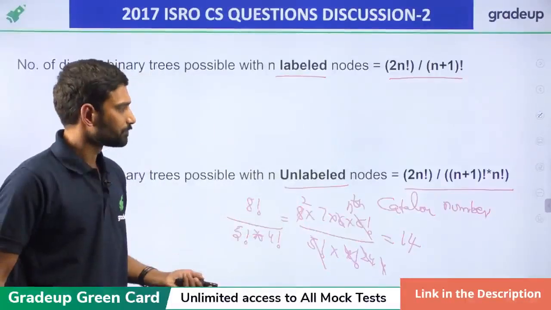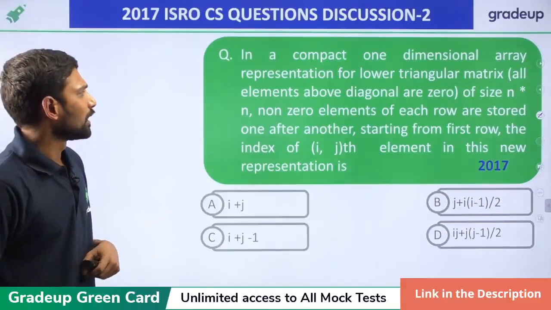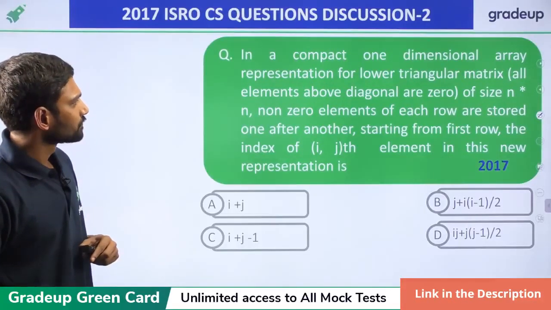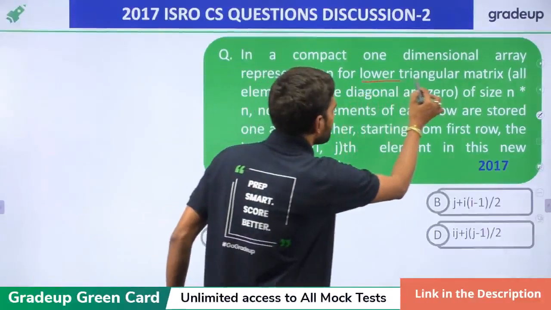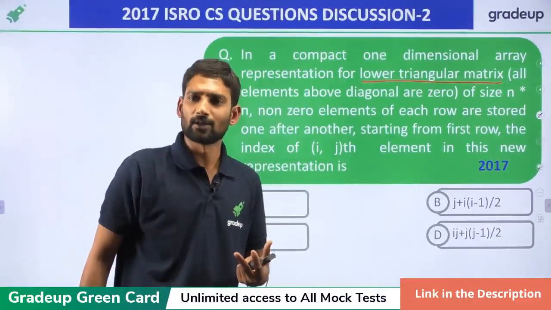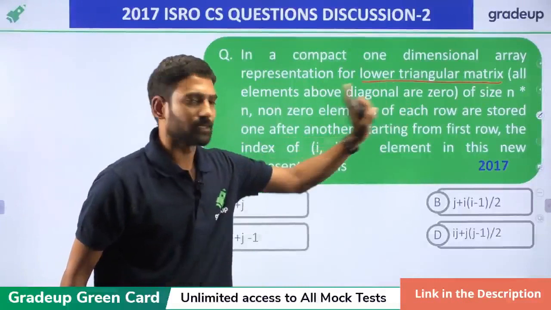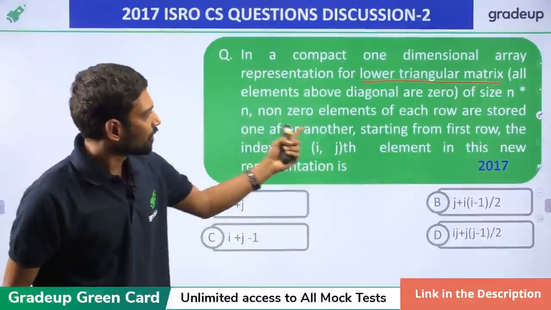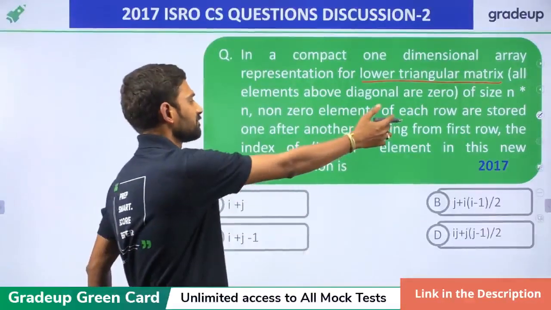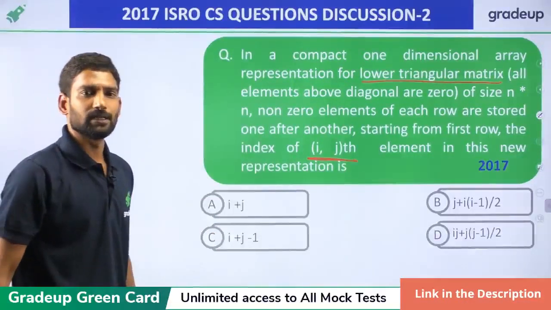Let's move on, guys. The next question, what is it? In a compact 1D array representation for a lower triangular matrix, guys, you know what is lower triangular, upper triangular and all? All elements above the diagonal are 0, of size n by n. Non-zero elements of each row are stored one after another.